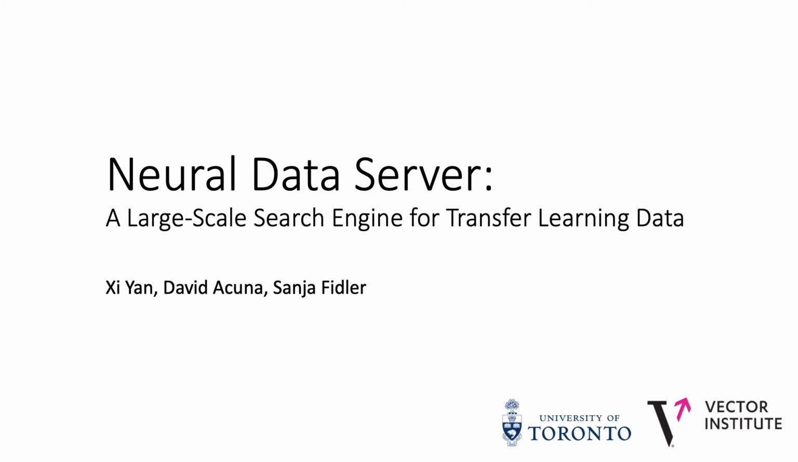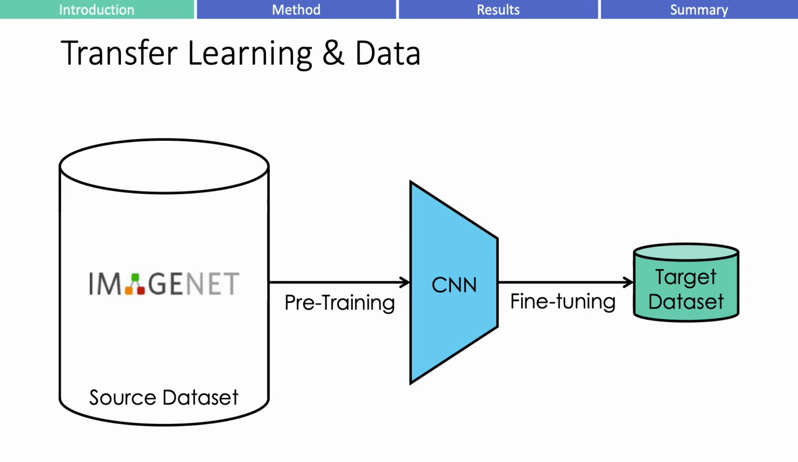In this video, we will be presenting our work Neural Data Server, a large-scale search engine for transfer learning data. Transfer learning has proven to be a successful technique to train deep learning models in domains where little training data is available. A common practice today is to pre-train a model on a large generic dataset, like ImageNet, and then fine-tune its weights on the target domain.